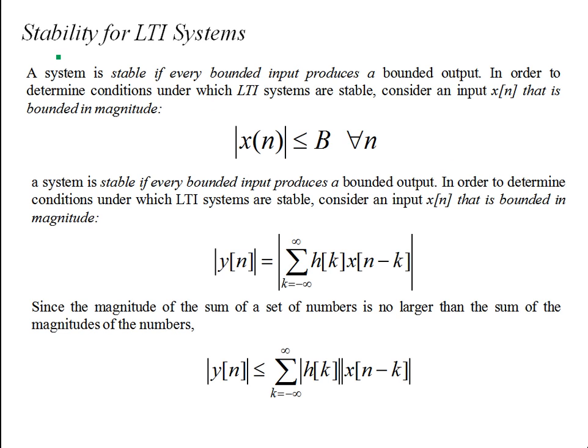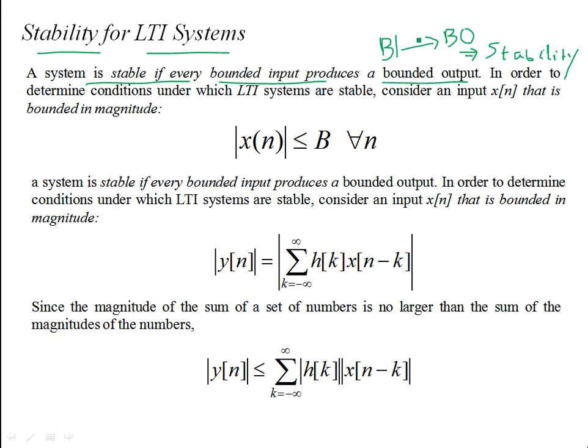Now, let's talk of the stability criterion for an LTI system. What does stability imply in terms of the impulse response for an LTI system? If you recall, a system is stable if every bounded input produces a bounded output. This is the BIBO stability criterion. If the input is bounded and the output is bounded, that implies stability.